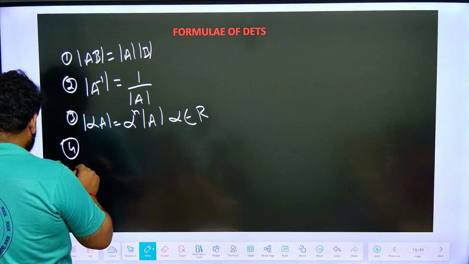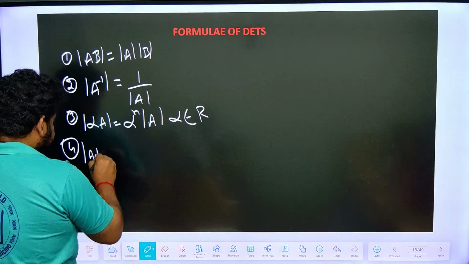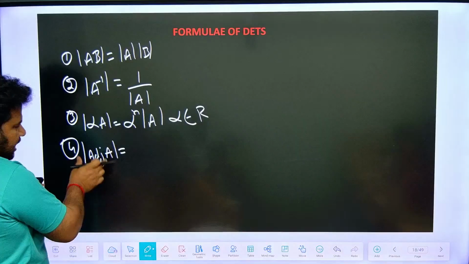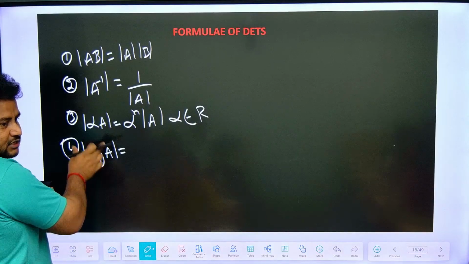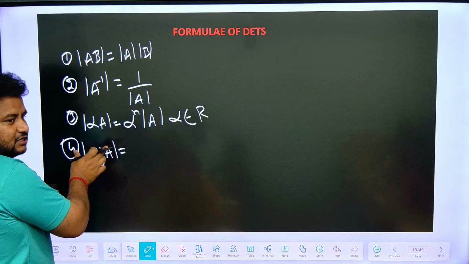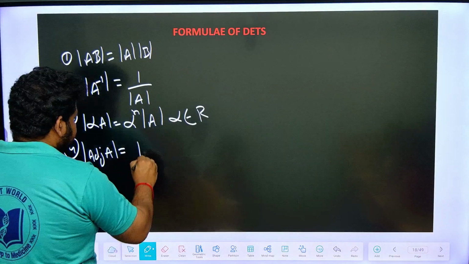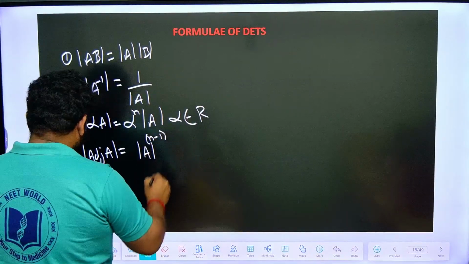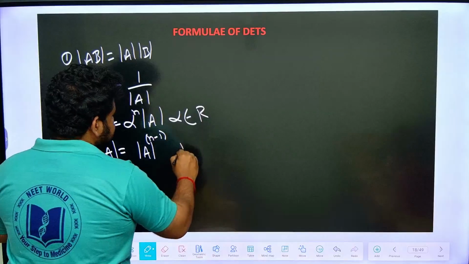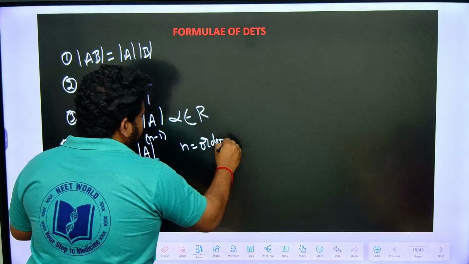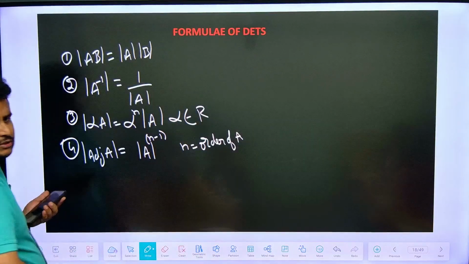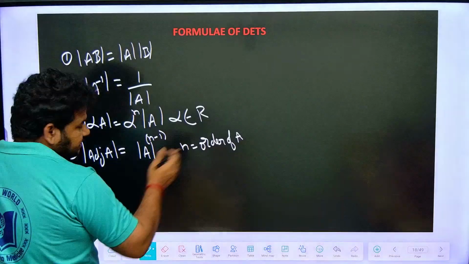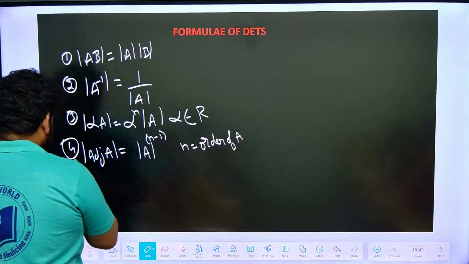Next, fourth one, observe carefully. Determinant of adjoint of A, not just adjoint of A. You have to understand I am talking about determinant. Determinant of adjoint of A is equal to determinant of A to the power of n minus 1, where n is the order of A. If it is a 3 cross 3 matrix, n is 3; if 2 cross 2, n is 2. Here we are discussing square matrices only.